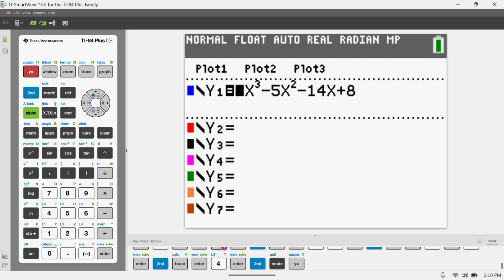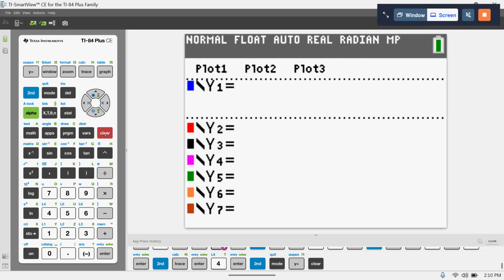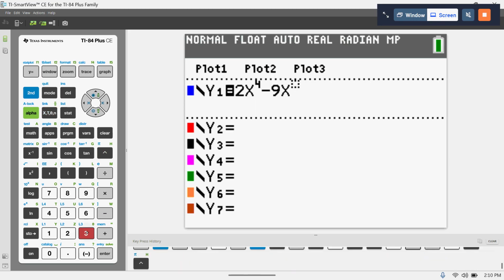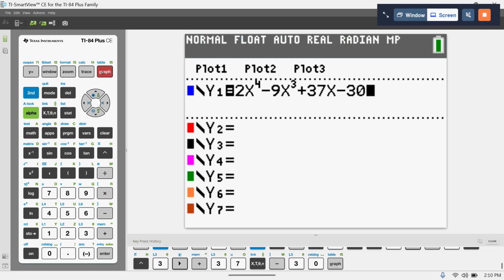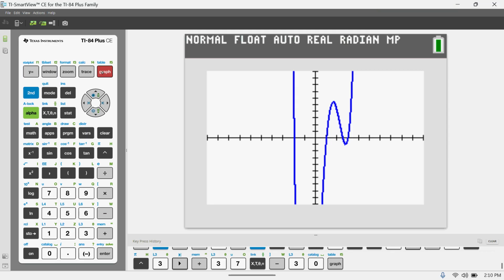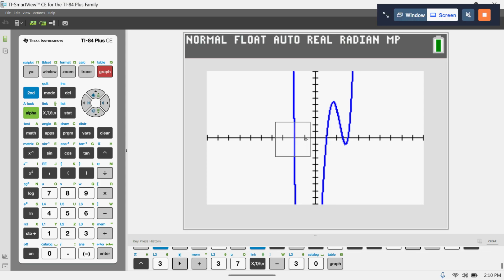So we have, clear it out, 2x to the 4th minus 9x to the 3rd plus 37x minus 30. We should be able to just hit graph, okay? Again, if your window doesn't look like mine, use that Zoom 6 button first. So to me, it looks like -1, -2, maybe. And then let's check the others, maybe like +1 and +3 and something in between 2 and 3. So it looks like maybe 2.5.